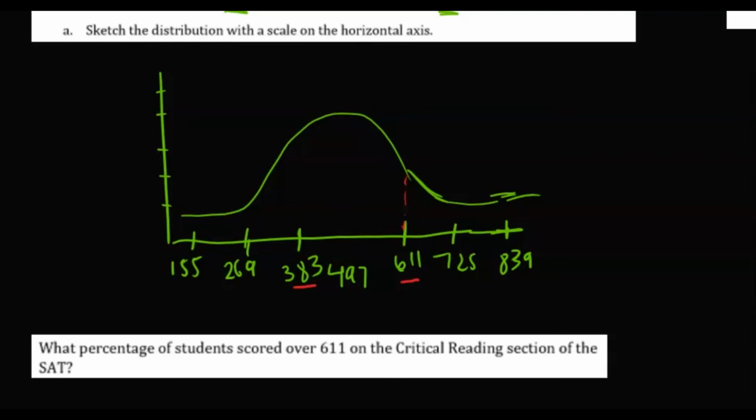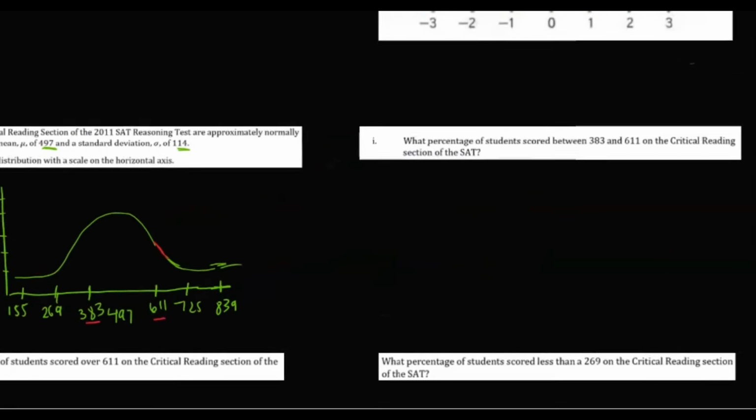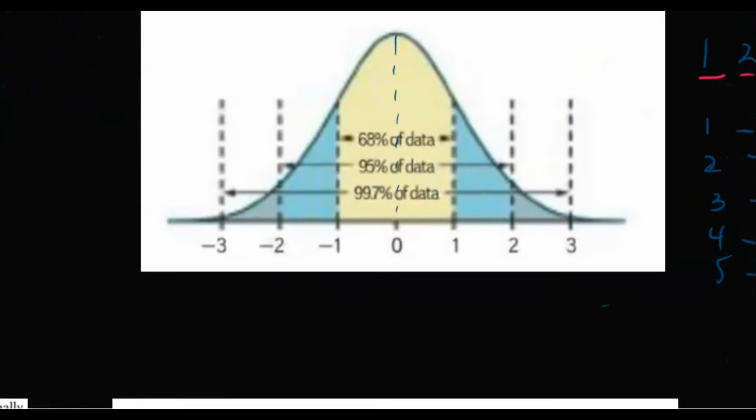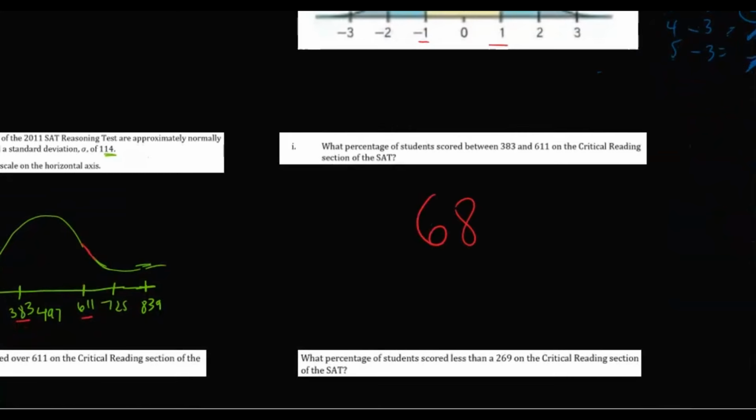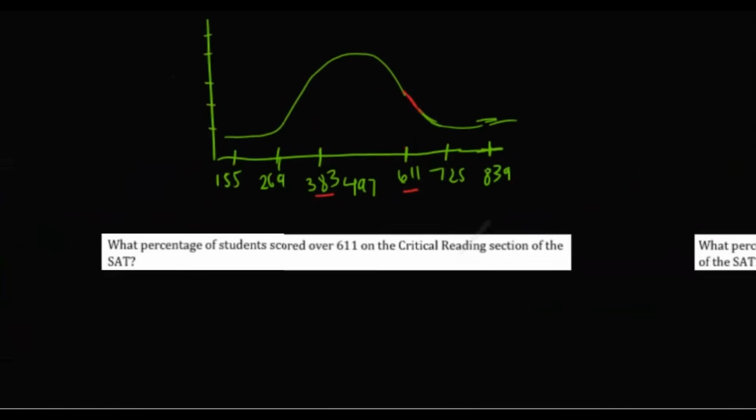I don't know why I deleted my stuff. But anyways, that's going to be everything in there. And so if we look at the chart that we had back here, we know that within one standard deviation is going to be 68%. So let's just write 68% nice and big there. And move on to the next problem.